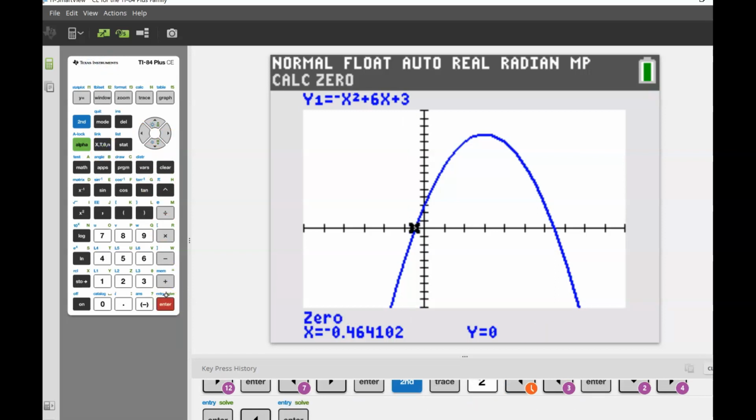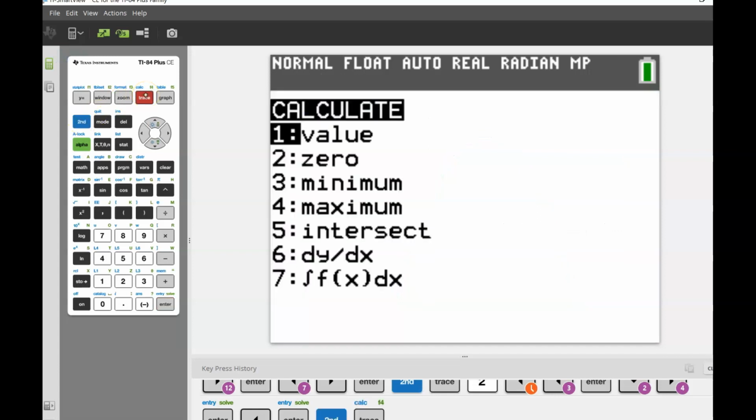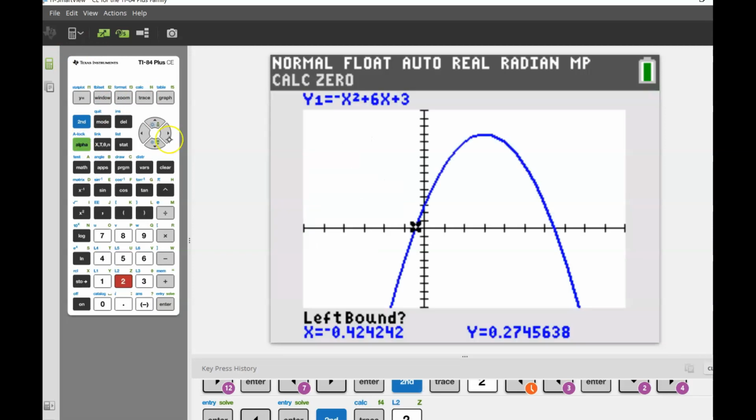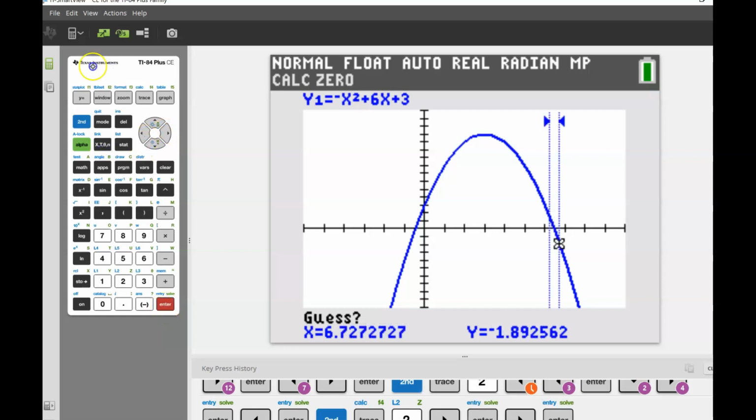And then it will come up with that 0. So we have negative 0.464 as one x-intercept, and now I'm going to go and find the other x-intercept. So the same exact process. Remember, we're calculating a 0. That's the same thing as intercept. And now I need to arrow all the way over to the other side of my graph where that 0 is that I want to use. And again, I'm going to arrow to the left side of my 0, to the right side of my 0, and make a guess. And so then it came up with the second x-intercept, which we see as 6.464. So now I have both of my x-intercepts.